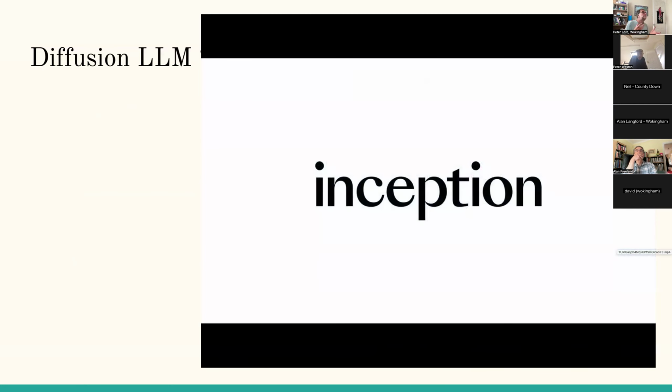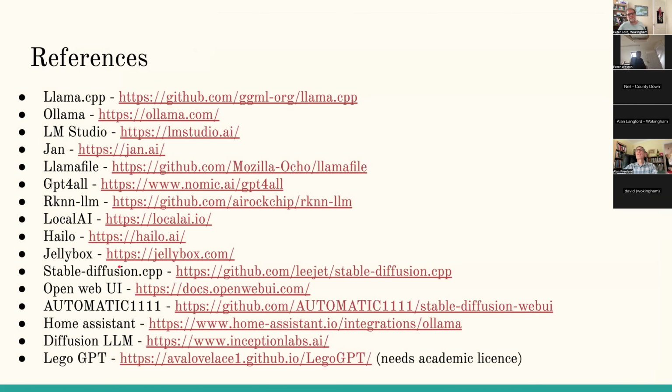So I'm hoping sometime soon we'll see Ollama and llama.cpp supporting these diffusion large language models, and also the web UI supporting them, and we should be able to do queries significantly faster at home. Last page, references as normal. So that's it for today.